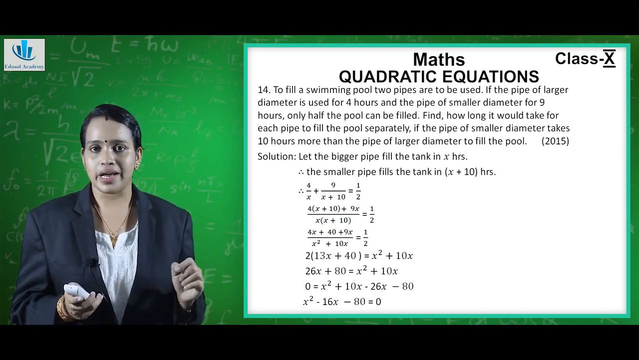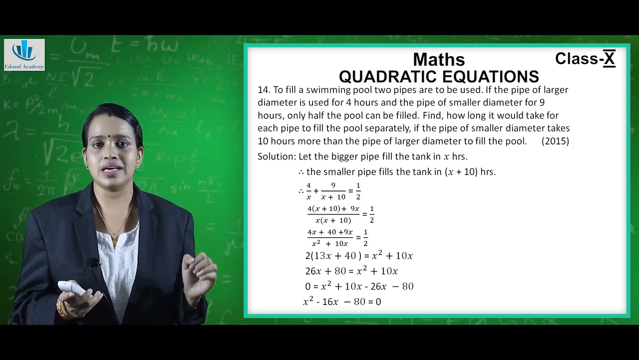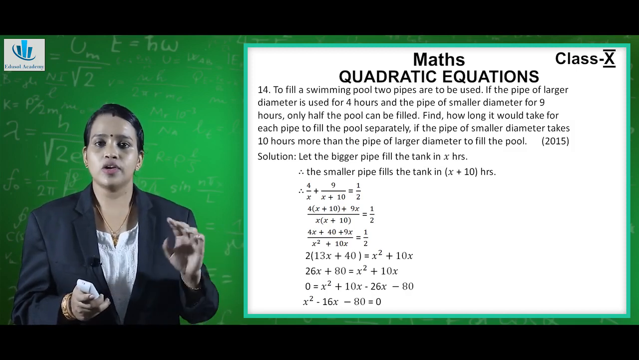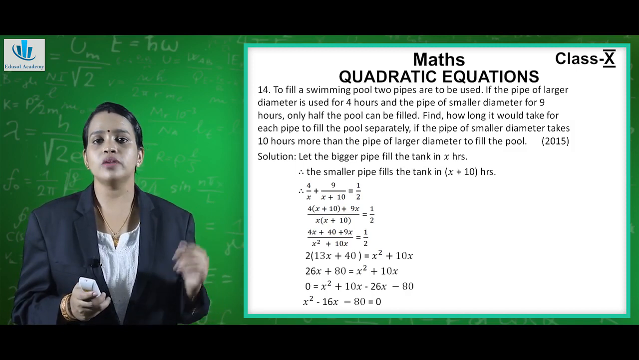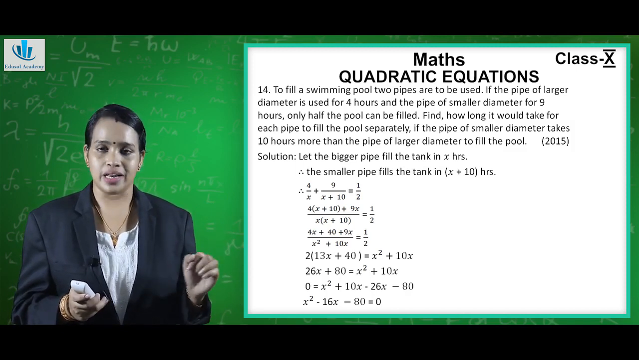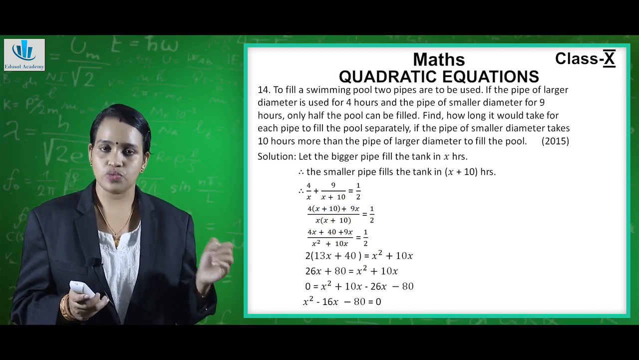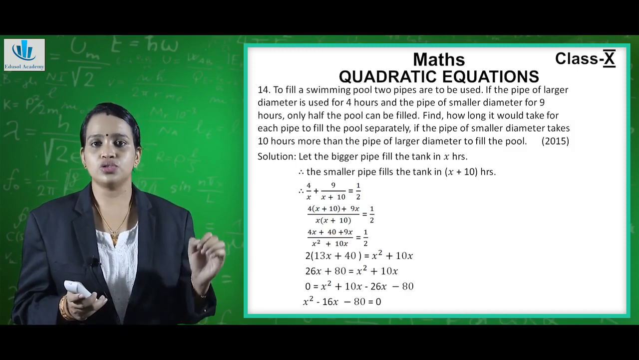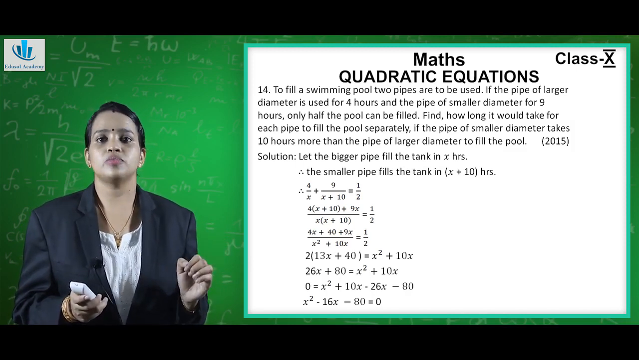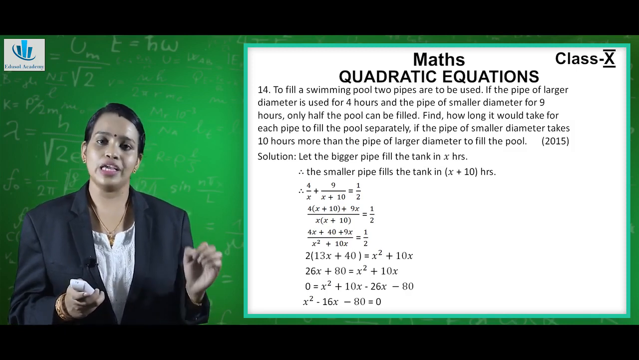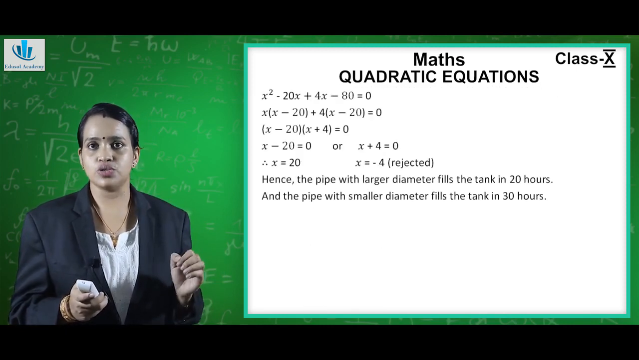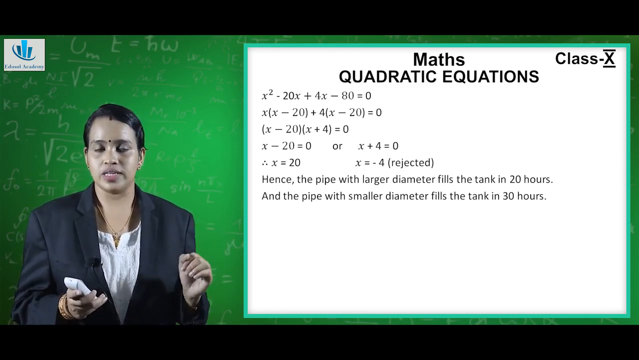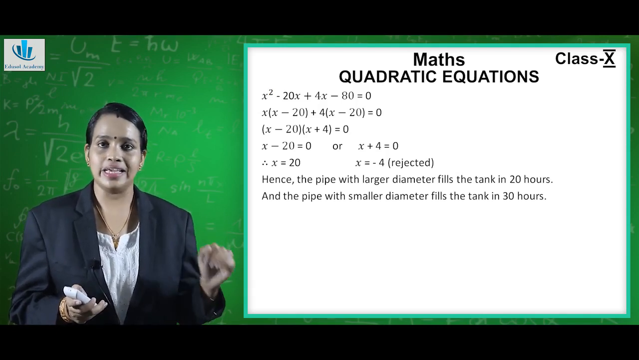So we open the bracket here: 2 into 13x is 26x, plus 2 into 40 gives 80, equal to x raised to 2 plus 10x. Now we take all the terms on one side, so 0 equal to x raised to 2 plus 10x, plus 26x becomes minus 26x, and plus 80 becomes minus 80. Therefore x raised to 2 plus 10x minus 26x becomes minus 16x, minus 80 equal to 0. So x raised to 2 minus 20x plus, that means we are splitting the middle term, minus 20x plus 4x minus 80 equal to 0.